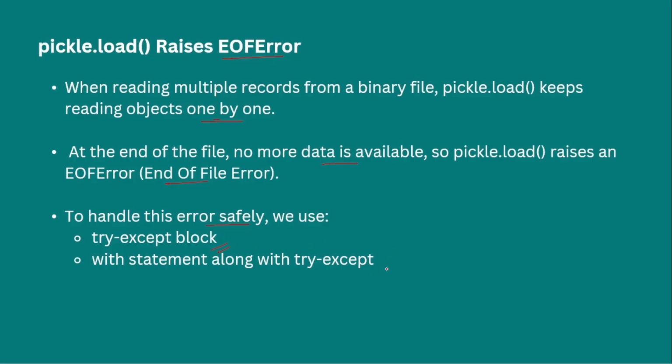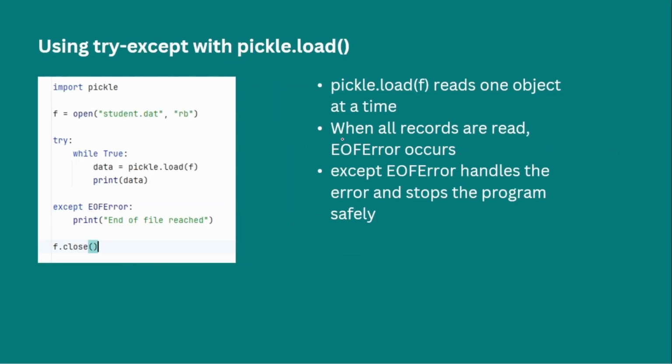Or we use the with statement with a try except block. See here, this is the example. We're importing pickle. We say open student.dat in read binary. If we are reading this student.dat, the file is already present. We are reading that file. Now let's say student.dat has data: roll number, and name is Aman, marks is 95; 102, name is Amita, marks is 98. Let's suppose this is the data of the student.dat file.